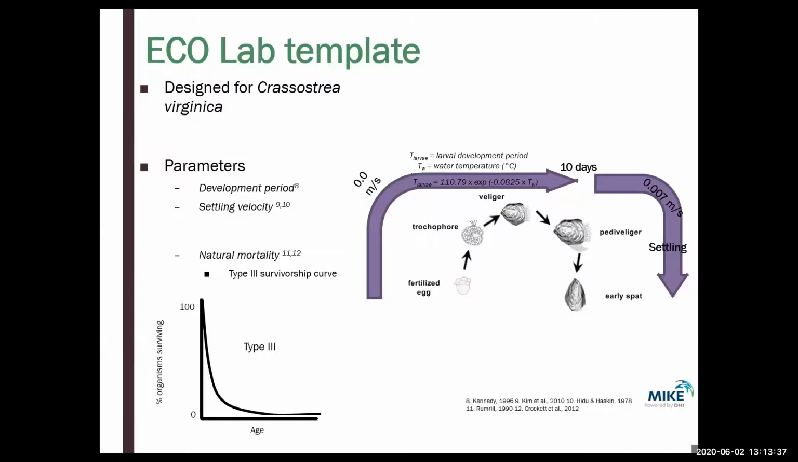Also, natural mortality in the form of a type 3 survivorship curve, where there's high mortality early in life and less mortality later in life, is incorporated into the template. So once the agents are released within simulations, the agents are randomly subjected to this natural mortality. And if selected randomly, then they are subsequently removed from the simulation. Next slide, please.